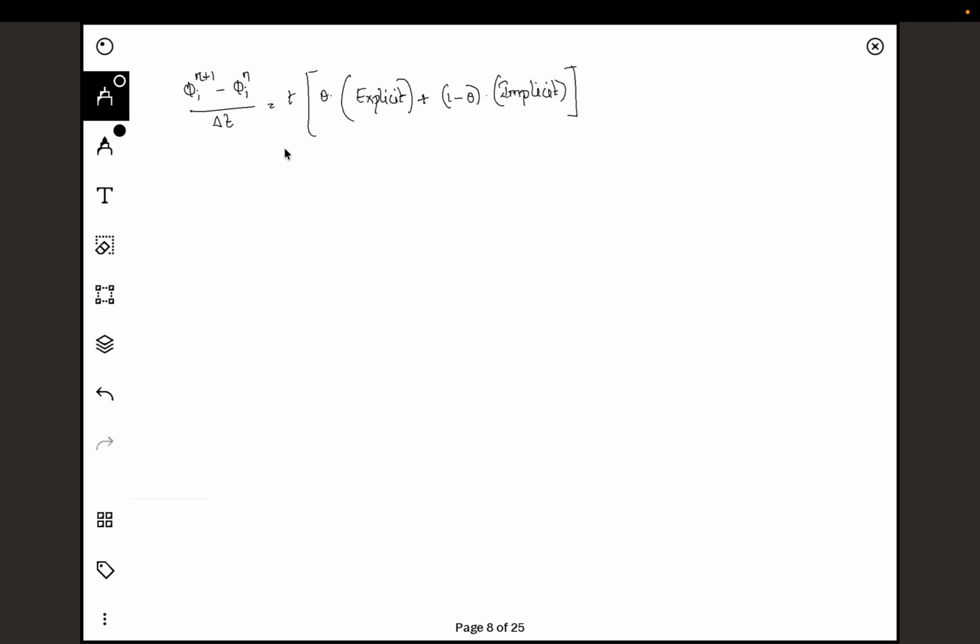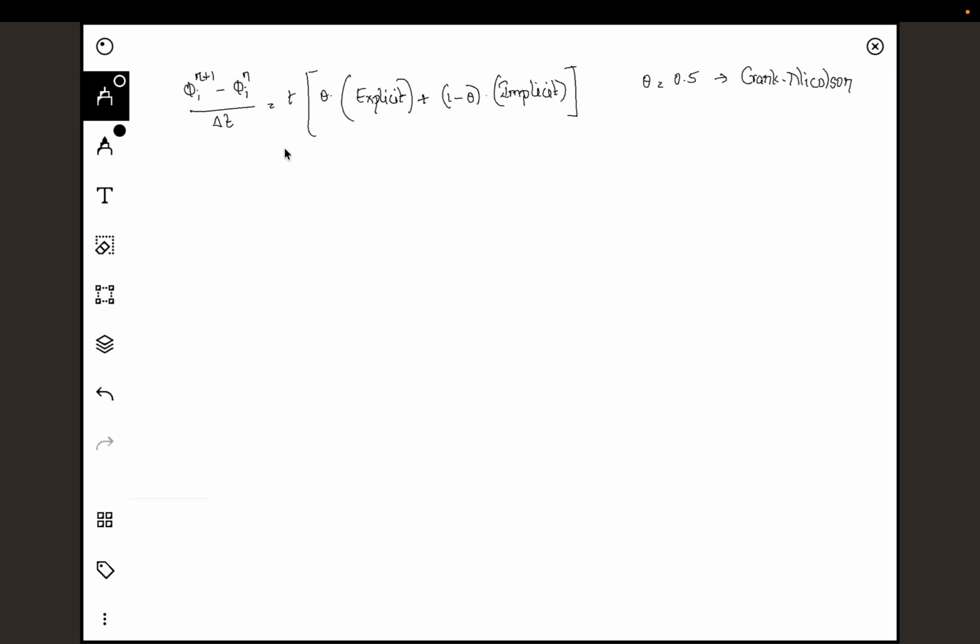Then what would happen? When theta equals half, I would get back the Crank-Nicolson method. But as I said before, this would actually be a little more difficult to solve. Whenever we have an explicit and implicit formulation, it will be a little difficult to solve, especially with the implicit components. Or I can use the other way around also.